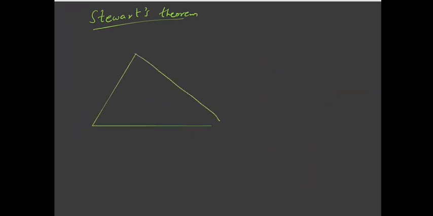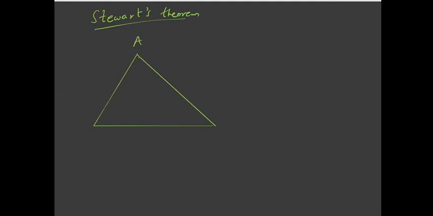Okay. So let us move further. Now let us try to see what is Stewart's theorem. So say you are given a triangle ABC and say you know the length of AB, AC and BC, right? You know what is AB, you know what is AC, you know what is the length of BC.